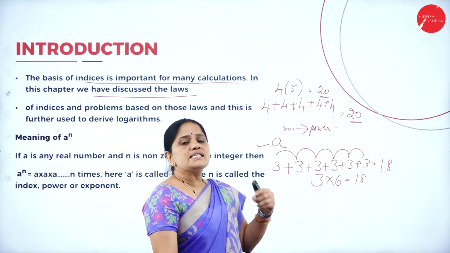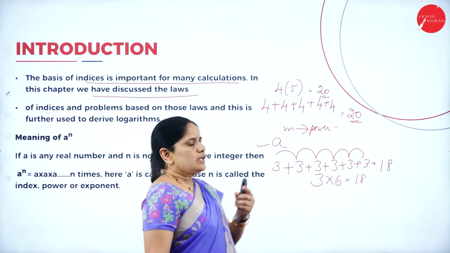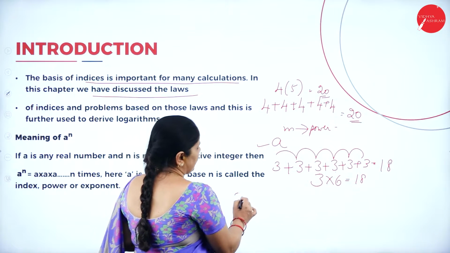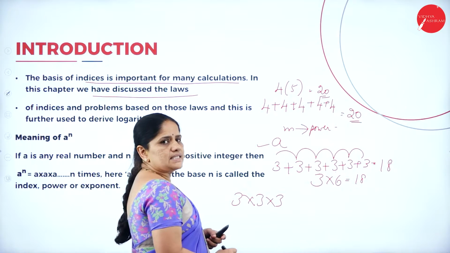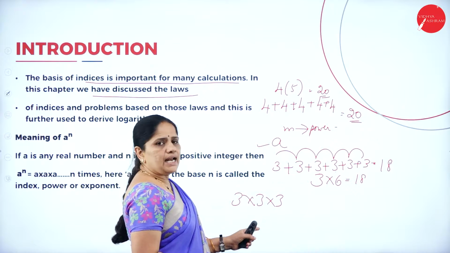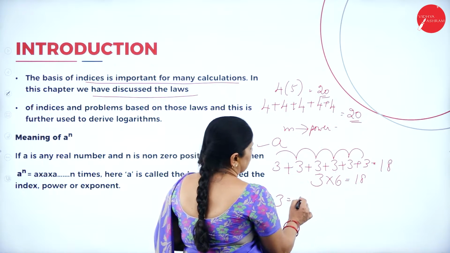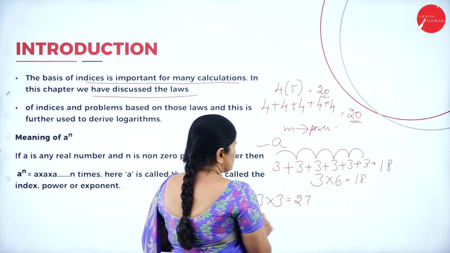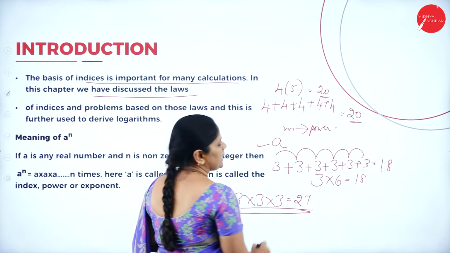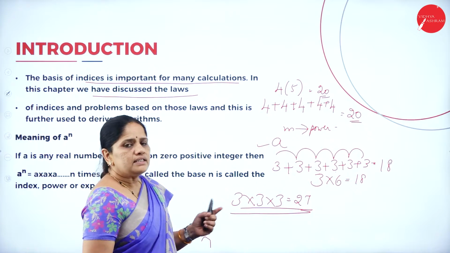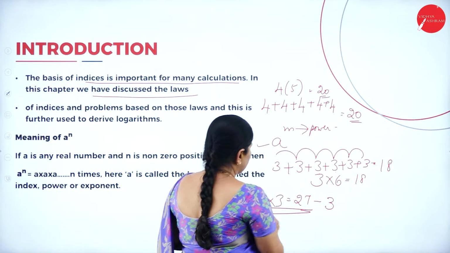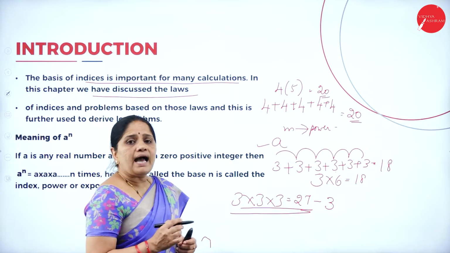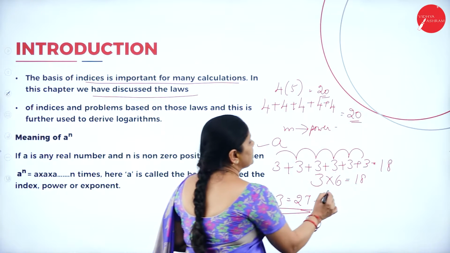Now, suppose there is repeated multiplication. What I am telling is, suppose I write 3 into 3 into 3. What is the answer I will get? 3 into 3, 9. 9 into 3, 27. So, this repeated multiplication, whatever you are getting, this can be got with the help of the power. So, instead of writing 3 into 3 into 3, I will write 3 to the power 3.